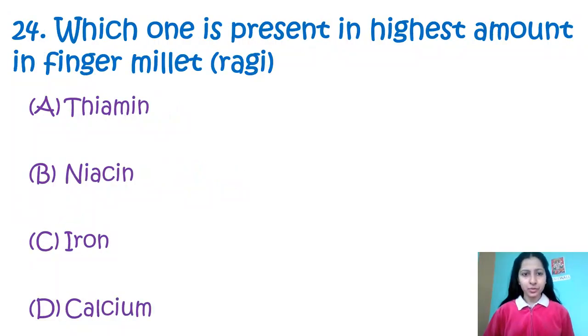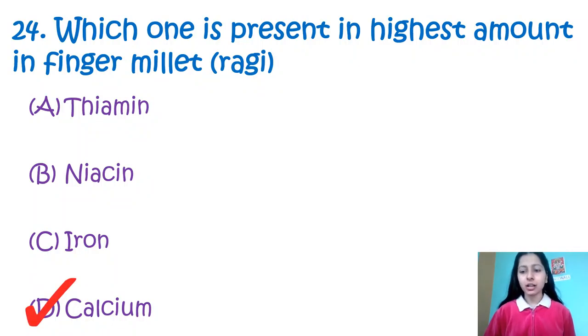Question number 24. Which one is present in highest amount in finger millet, that is ragi? Option A thiamine, option B niacin, option C iron and option D calcium. So finger millets actually contain the highest amount of calcium. So my correct option will be option number D, that is calcium.